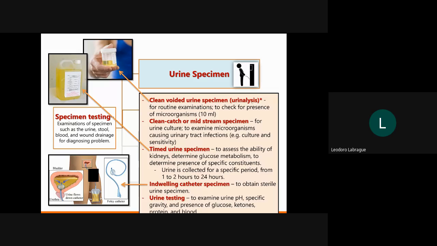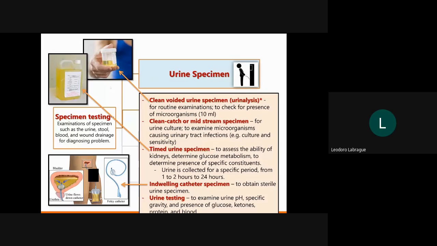And how do you do this? Very easy. You just give this container to the patient. You ask your patient to void at least 10 ml of urine. Tell your patients to collect 10 ml of urine and then give it to the nurse and it will be sent for examination. As simple as that. That is a clean, voided urine specimen.